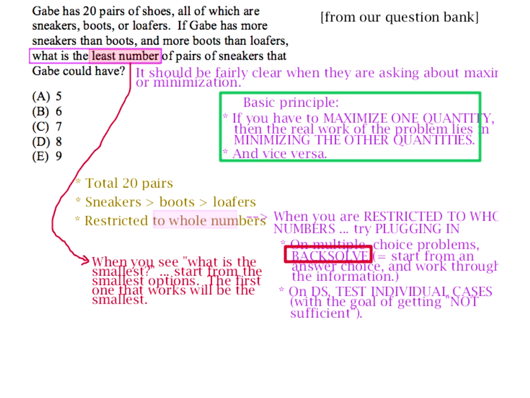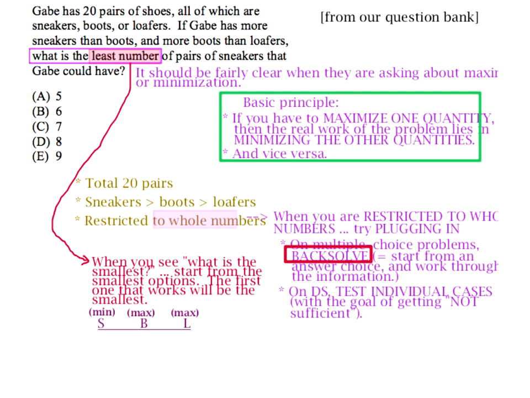So the deal is that we have sneakers, we have boots, and we have loafers. And again, it's always good to write organizational information on the table. What I'm referring to in particular is I would want to write that this is supposed to be a minimum value because you're trying to minimize the number of sneakers, which means that these two guys are maximum values.